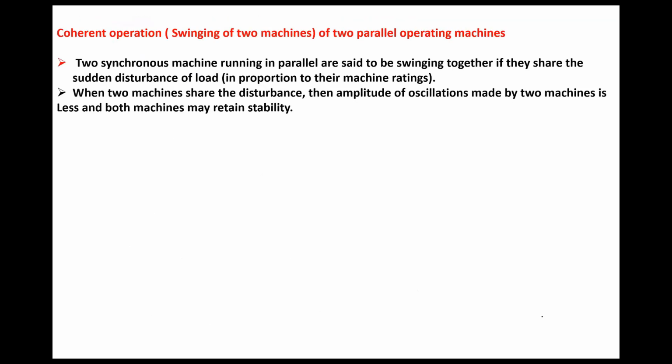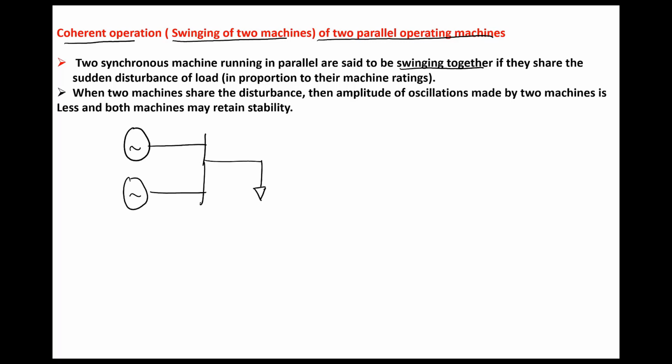Next, coherent operation of two synchronous machines. Coherent operation, or in other words, two machines swinging together. Two synchronous machines running in parallel are said to be swinging together if they share a sudden disturbance of load in proportion to their machine ratings. When two machines share the disturbance, the amplitude of oscillations made by the two machines is less and both machines may retain stability.